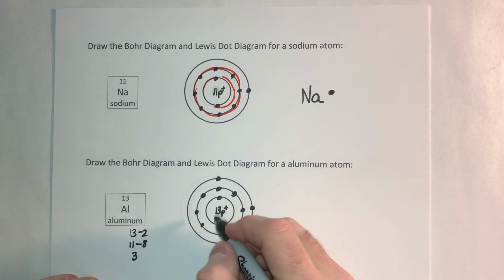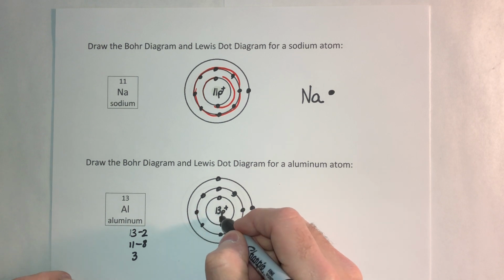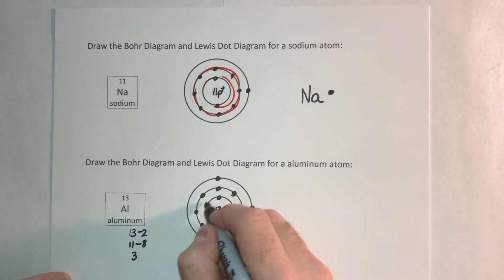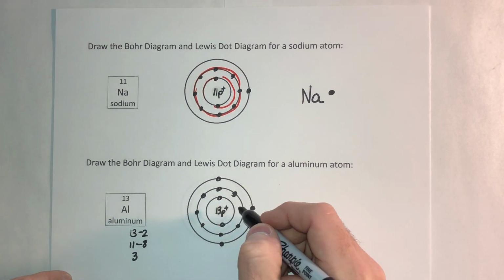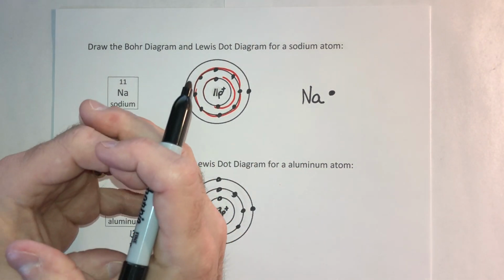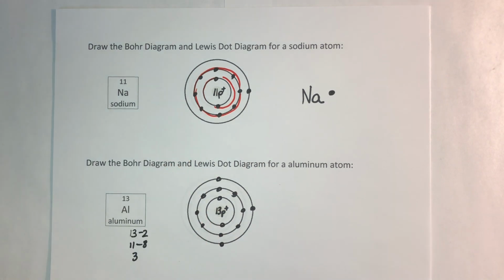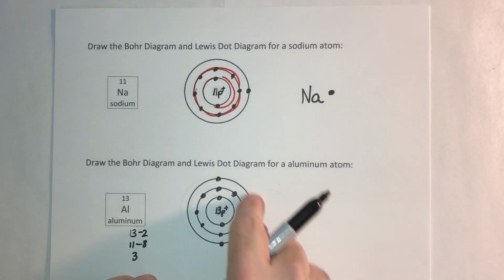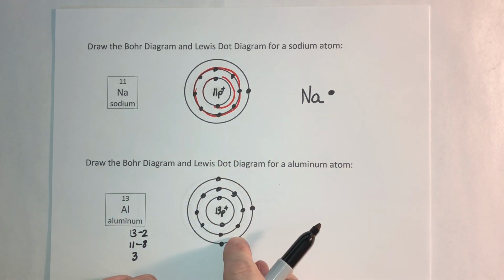Now if I look at it, here's my nucleus. In a chemical reaction, not super important. Here's my first filled ring. Here's my second filled ring. Again, filled inner core electrons, not important in chemical reactions. The only ones that are important are these outermost valence electrons.